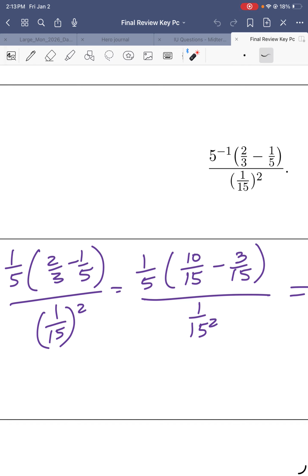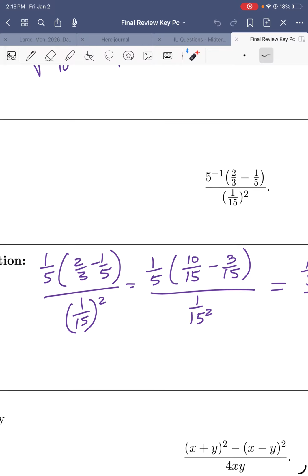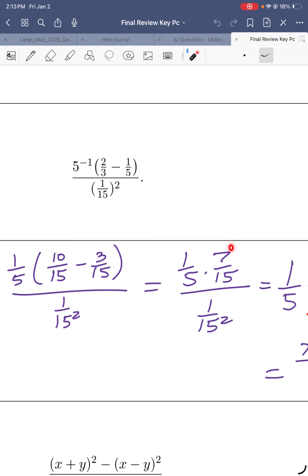Well, then I need to get common denominators when you add or subtract fractions. So if I hit this with 5 over 5, I get 10/15. If I hit this with 3 over 3, I get 13/15. So that would give me 7/15.